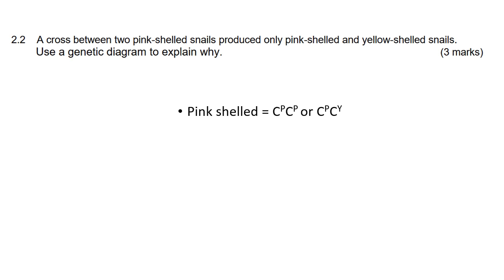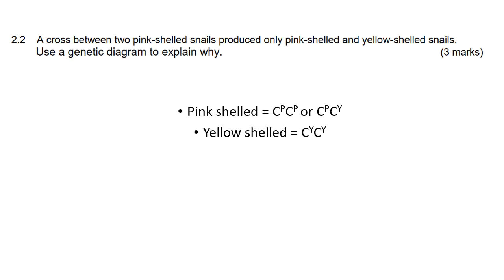First thing to think about in this example is, what are the parents going to be like in terms of their genotype? We know their phenotype is pink. We also know that they have yellow offspring. So we're looking at the pink and the yellow alleles here. We can't be looking at the browns because the brown would have dominated everything. So the parents have either got to be homozygous pink, so CP CP, or heterozygous for yellow and pink.